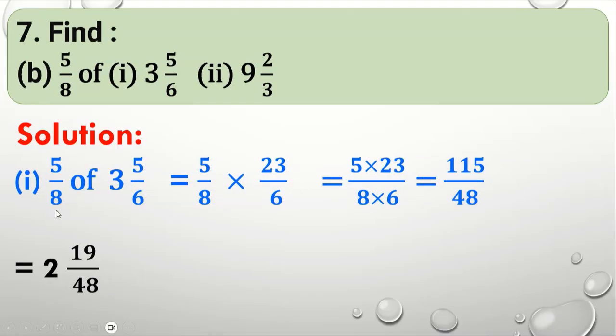Next, 5 upon 8 of 3 and 5 by 6. First we will convert 3 and 5 by 6 into a simple fraction. So 23 upon 6. Then we can cut any numbers? We will see, no, we can't cut. So 5 into 23, that is 115, and 8 into 6, that is 48. Then we will convert that into a mixed fraction again. So the answer is 2 and 19 upon 48.